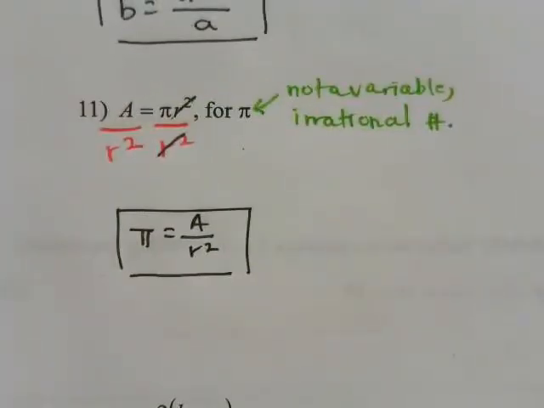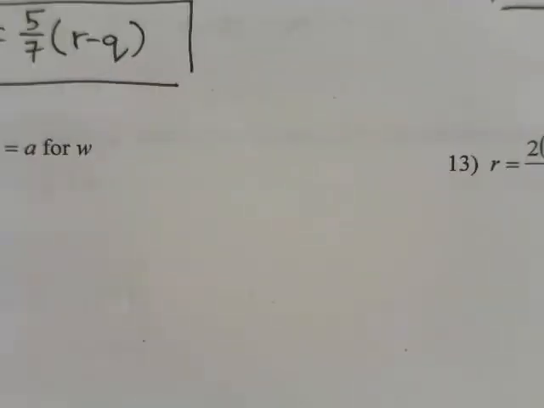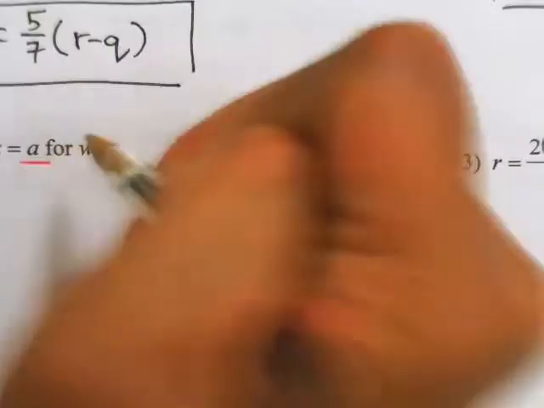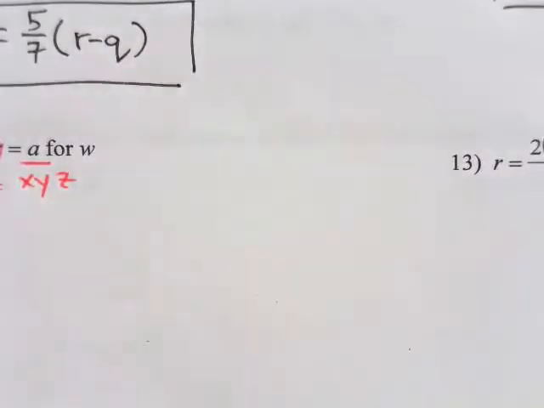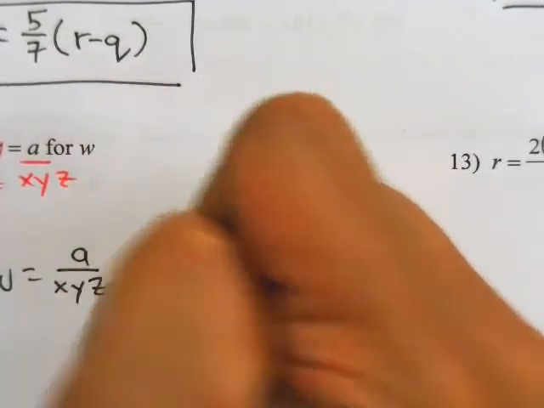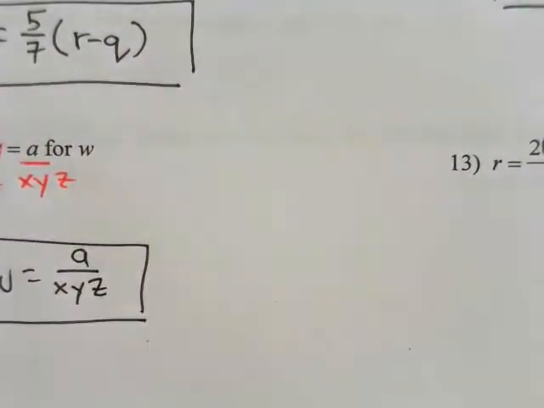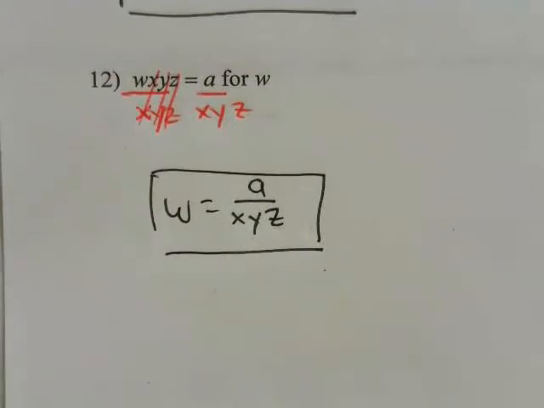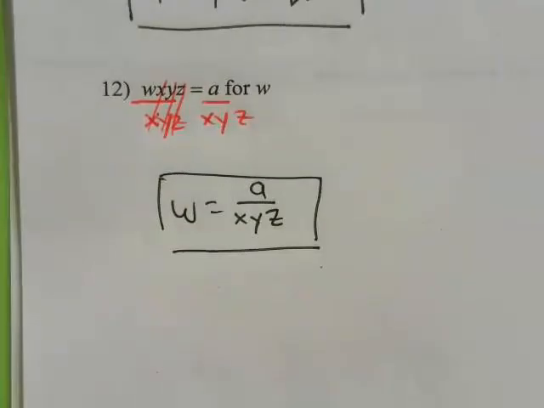Okay, let's do number 12. W, X, Y, Z all multiplied is equal to A, and we want to solve for W. I think we can just do this in one step. We're going to divide everything by X, Y, Z. And then W is equal to A over X, Y, Z. And that's it for number 12. Divide both sides by X, Y, and Z.